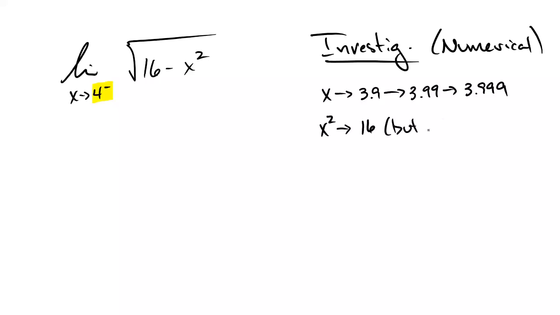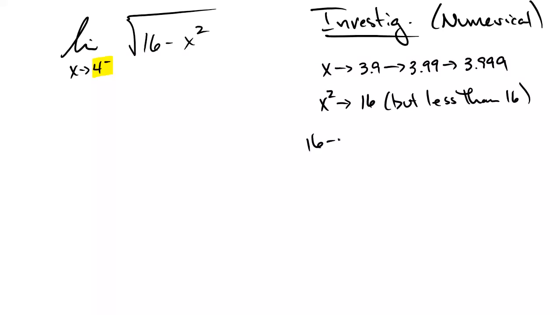But all of them are going to be less than 16. Which means that 16 minus x squared is going to get closer and closer to 0. But if you take 16 minus something that gets close to 16 but isn't quite 16, all of these values are going to be positive.